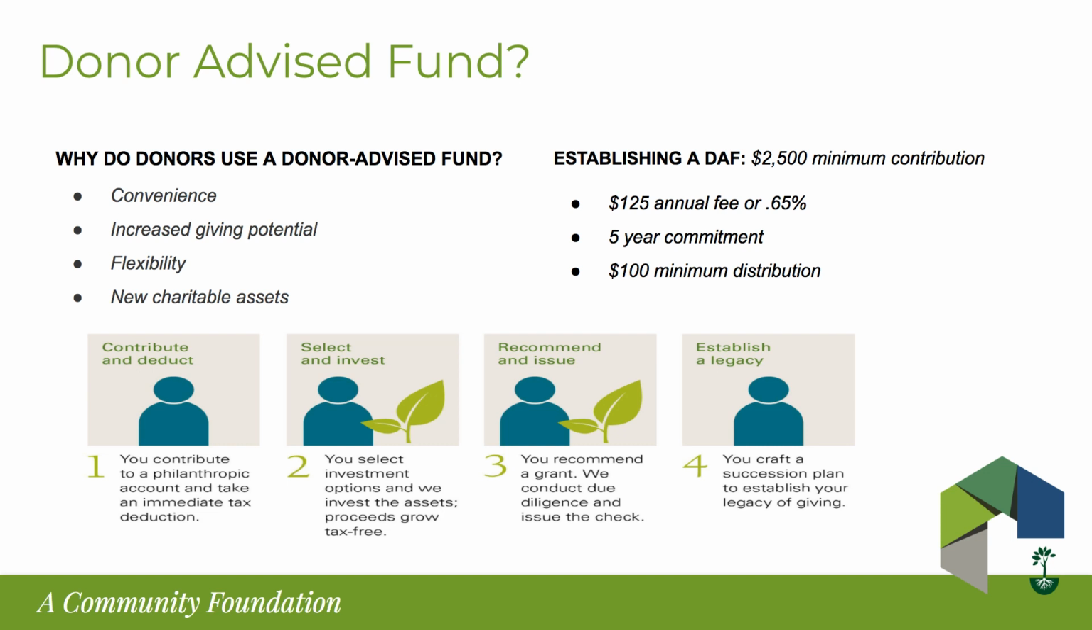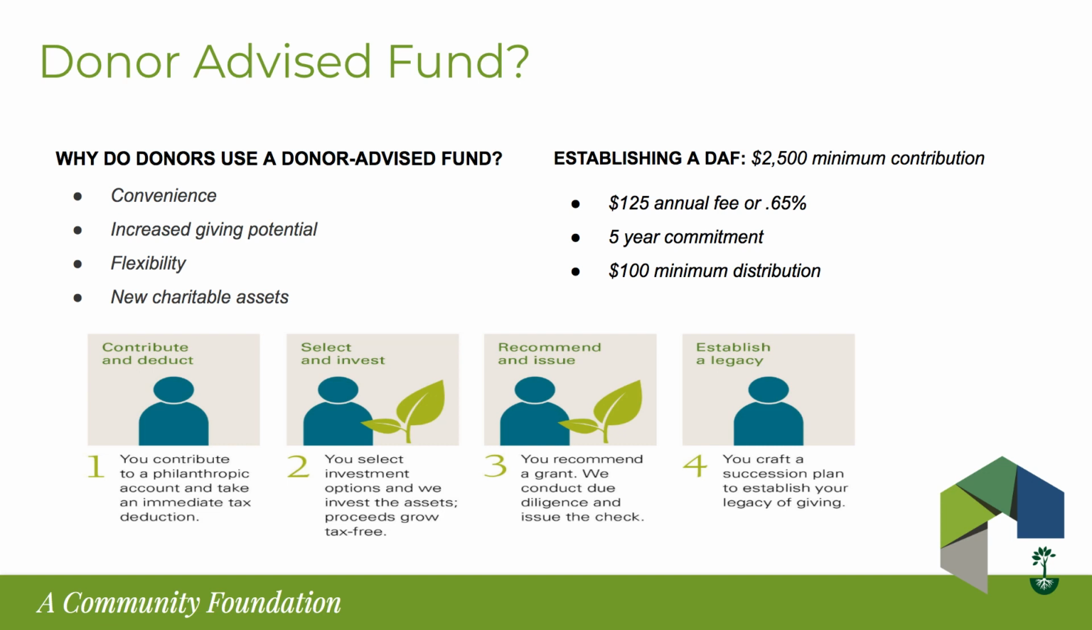So a donor advised fund, again, it is convenient to use. It increases your giving potential because those funds can be invested for long-term growth. It has flexibility, and it allows you to get one consolidated tax receipt at the end of the year. With this being tax season time, instead of collecting 15, 20 different receipts from all the charities you give to, when you give to your donor advised fund first, you get that one consolidated tax receipt that you can then give to your CPA or financial advisor to do your taxes.